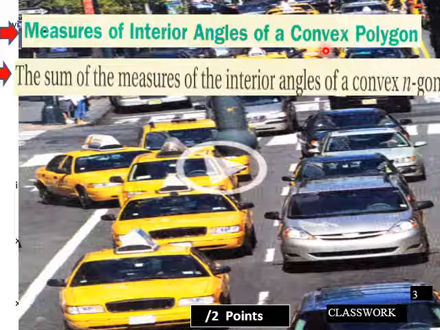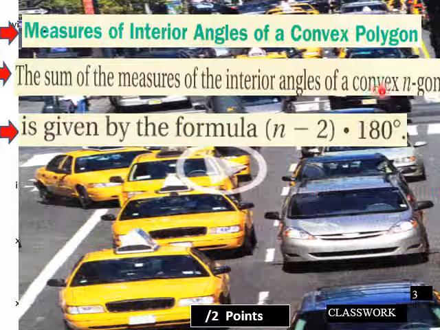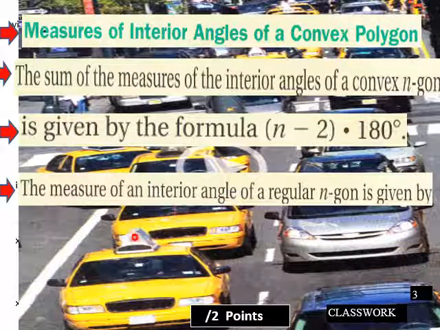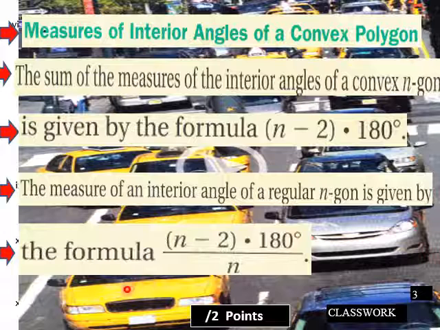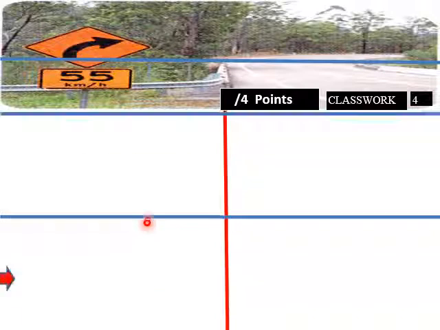Measures of an interior angle of a convex polygon. The sum of the measures of interior angles of a convex n-gon is given by the formula (n minus 2) times 180. The measure of an interior angle of a regular n-gon is given by this formula, (n minus 2) times 180 over n. Well, how do we use that? This is how we use it here.